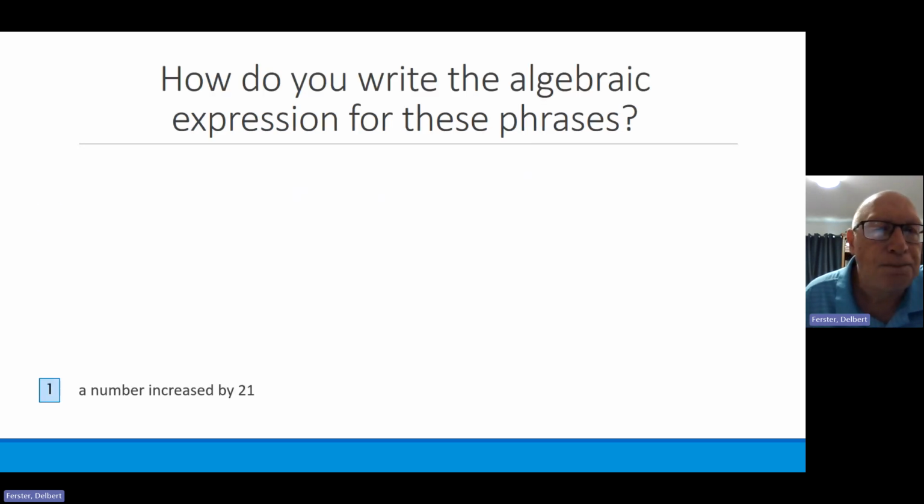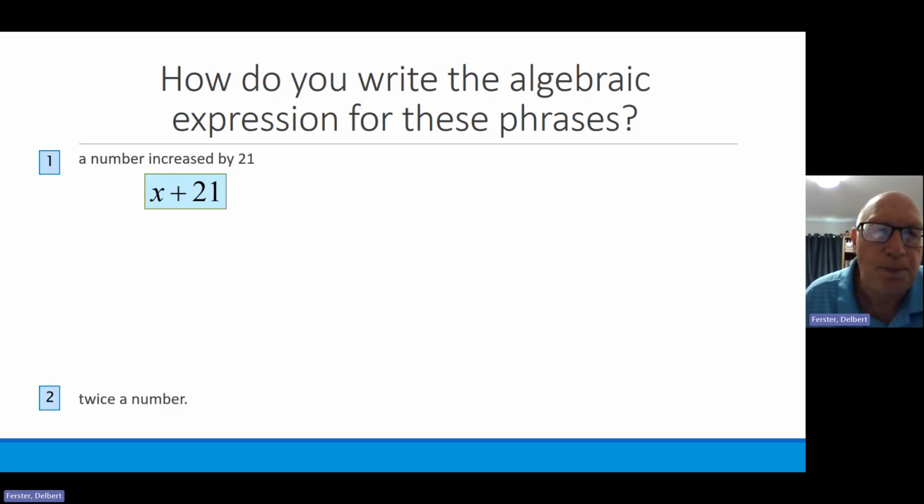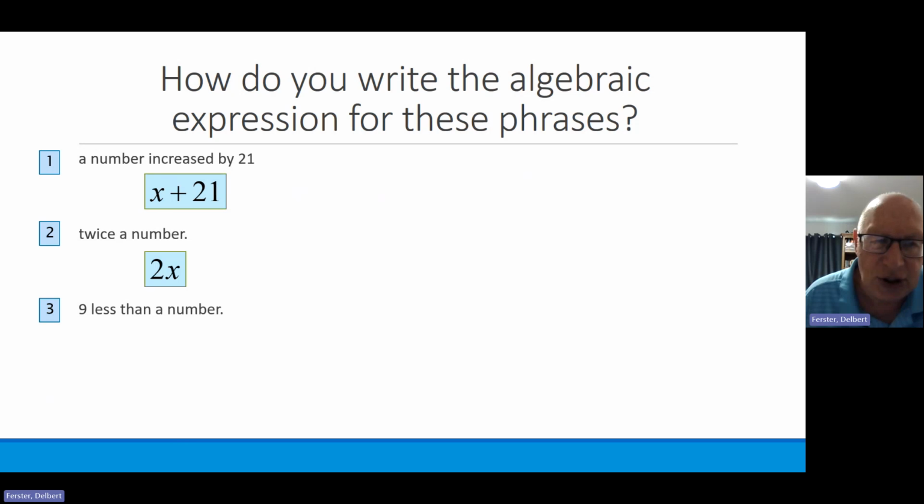All right, so here we go. First one just says a number increased by 21. Again, I'm going to pick X. So if you're increasing, we're adding. So that's an easy one. Second one says twice the number. Again, nobody's getting hurt here. That's just 2X. If you picked a different variable than X, you're just as good.